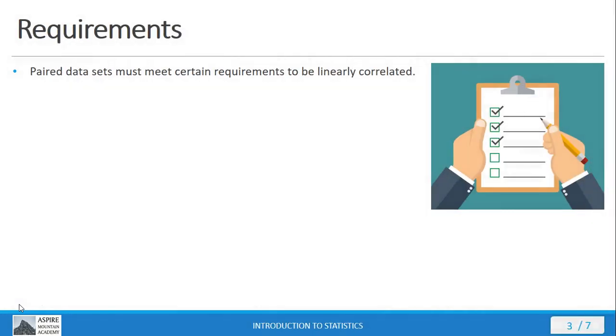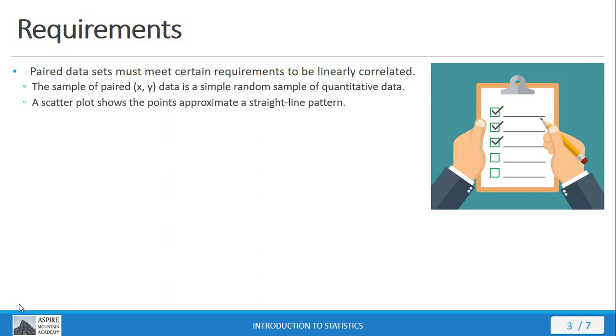There are some requirements that need to be met because our methodology for determining linear correlation is based on certain assumptions. So we need to make sure that we have those assumptions met before we start using the method. First up, we need to make sure that our data come from a simple random sample of quantitative data. Next, we need to put the data on a scatter plot, and the scatter plot will need to show that the points approximate a straight line pattern.